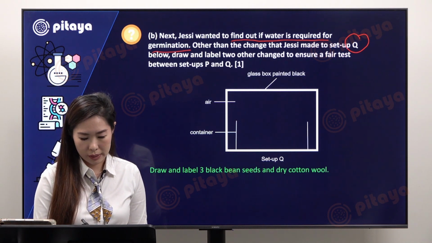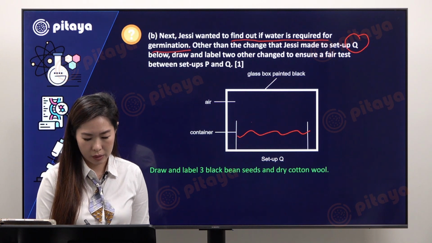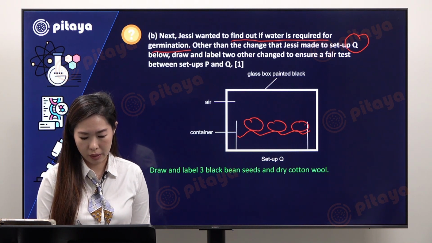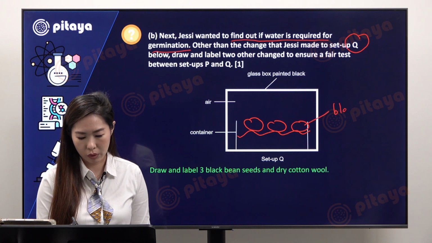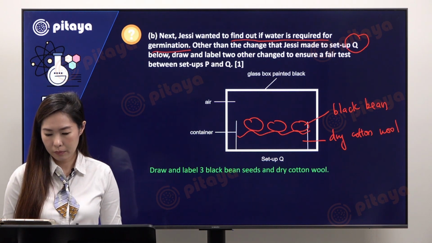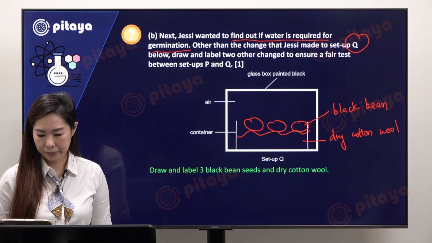So you just need to draw a similar cotton wool over here and then indicate the seeds. There are three that's only given. It doesn't have to be exactly the same seed, but the labels are more important. So there should be black bean and then cotton wool, dry. That's all for this question. Quite easy.